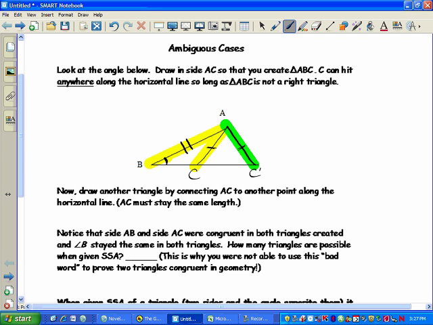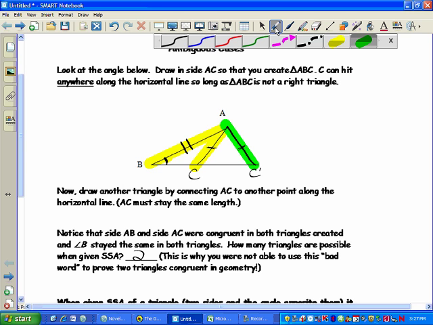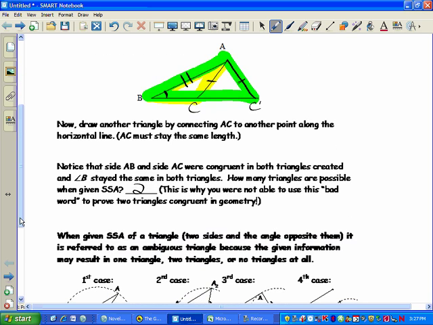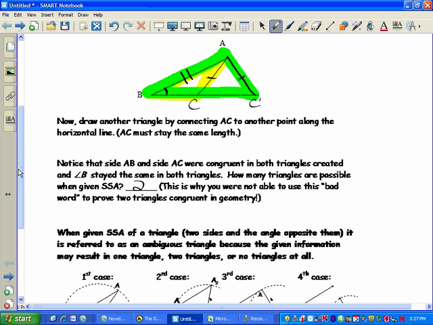How many triangles are possible when given side, side, angle? 2. Here they are. Look at them again. Triangle number 1. Triangle number 2. Both having two equal sides and 1 equal angle. Okay. So this is why side-side angle, or angle-side-side, doesn't prove triangles congruent. This is why you were not able to use this bad word to prove triangles congruent in geometry.